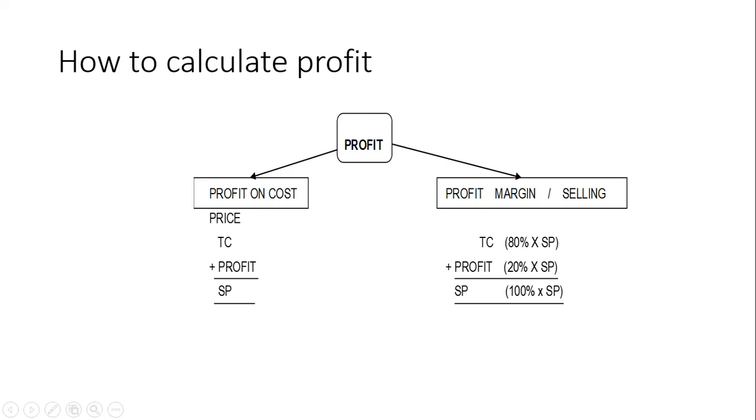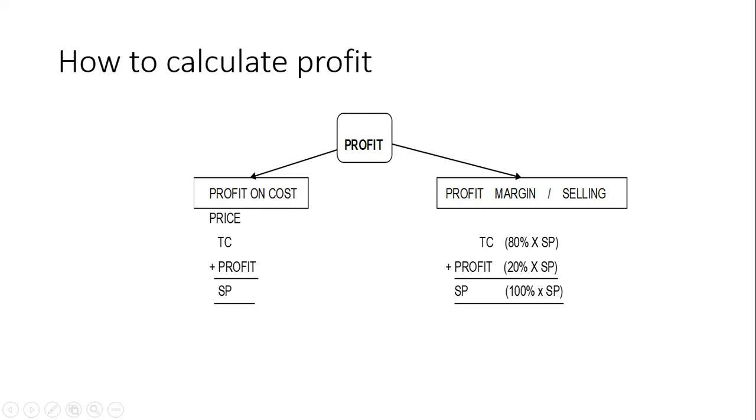Let's say our total cost here is 10,000, and it is mentioned in the question that the profit is 20% on cost. So how to calculate profit here? 20% times the 10,000 total cost, then we get 2,000 profit. So the total cost of 10,000 plus the 2,000, then we get the selling price of 12,000. So this is the approach of percentage on cost.